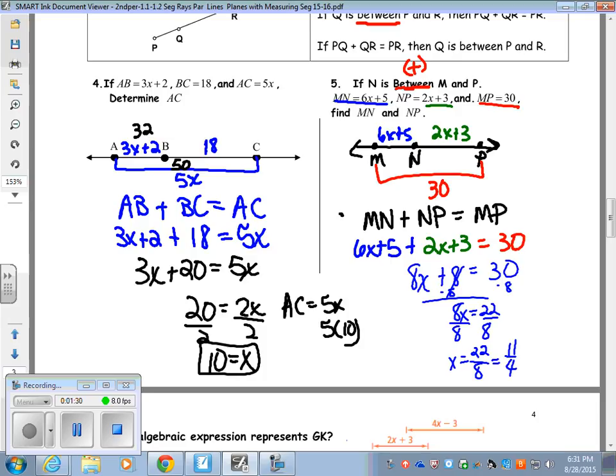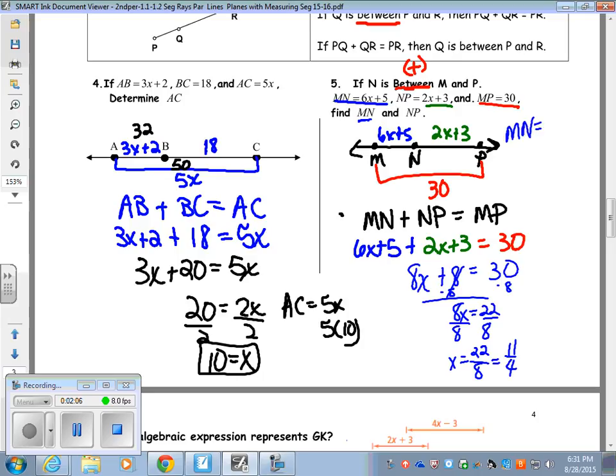Now, I had some students ask if they could write that as a decimal. You're more than welcome to do so. You can have it as a decimal, but because you're going to solve and have to plug it back in, you can keep it as a fraction to help simplify your results. You can plug back in. But if you got 2.75, that's fine. Just plug that 2.75 in, because they want you to find the measure of MN right here. So that means you're going to have to plug it in.